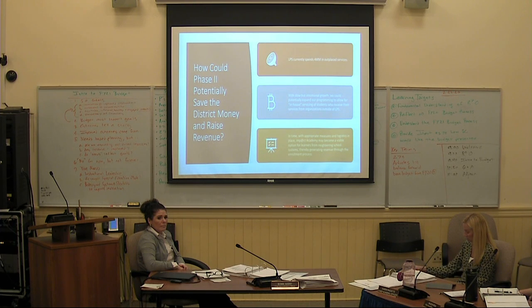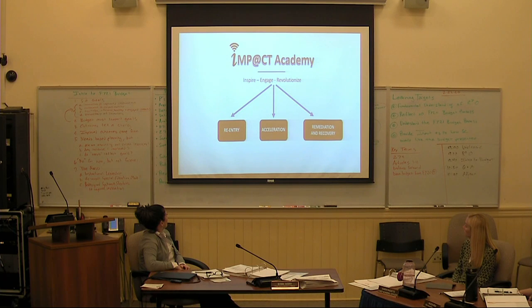In fact, it becomes a source of revenue. So here's what we're looking at. Your three different pathways: reentry, acceleration, and remediation and recovery. Three very different portraits, if you will, of students.